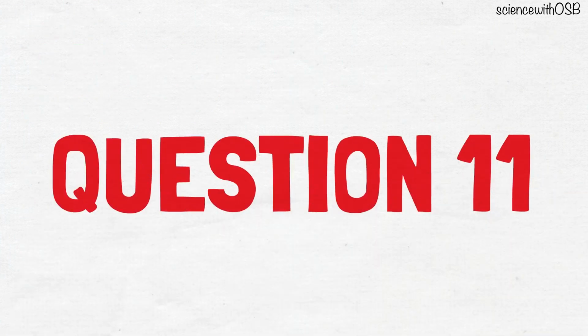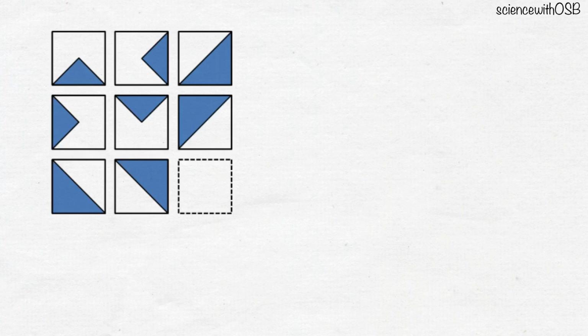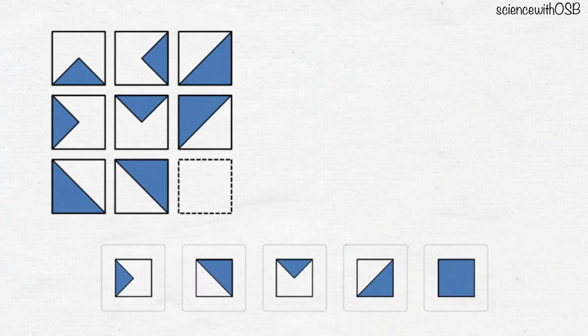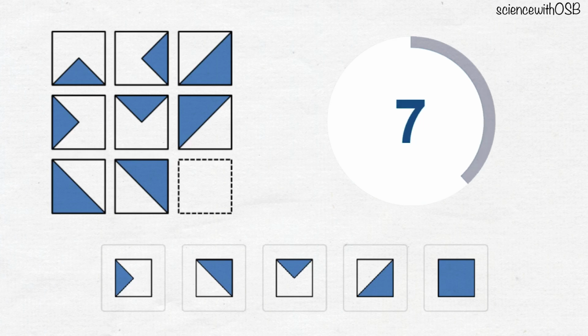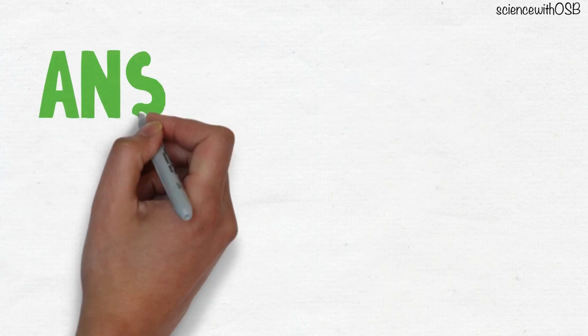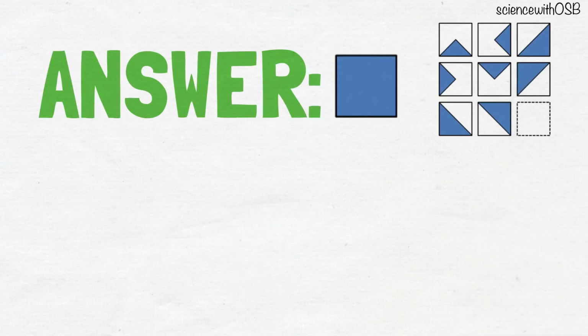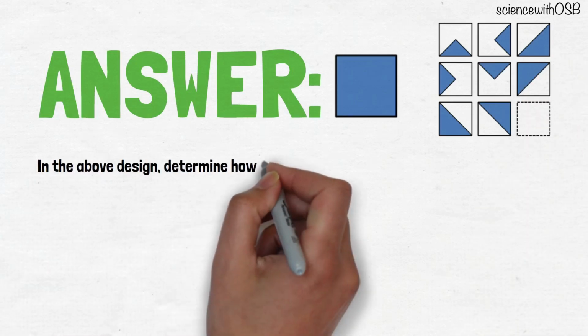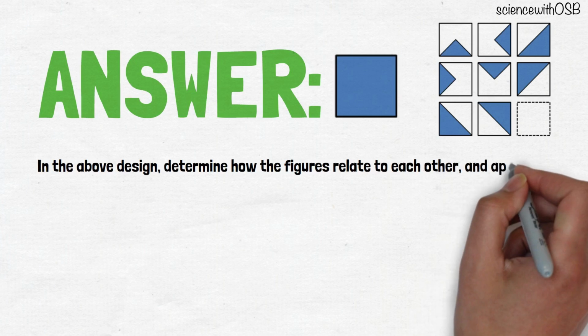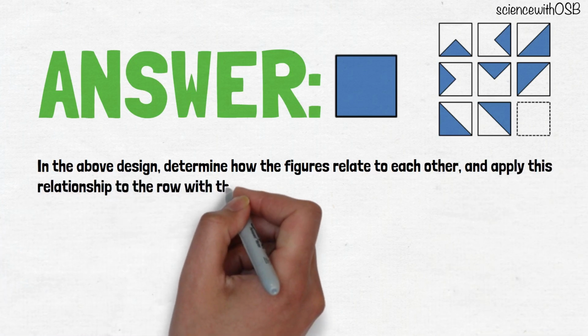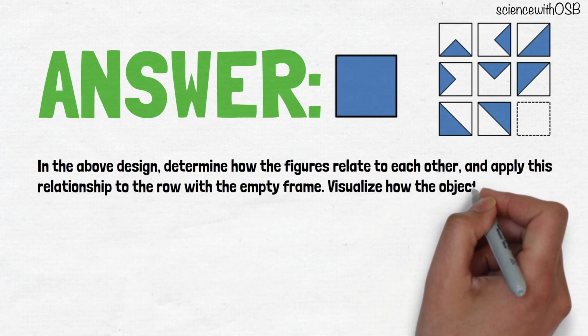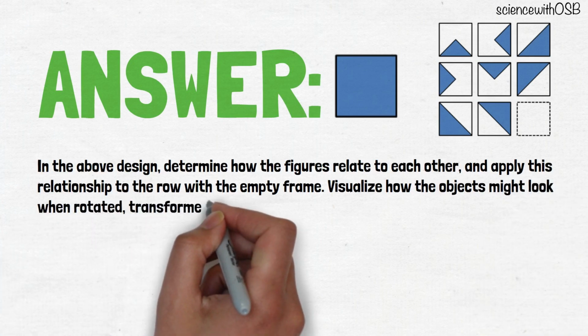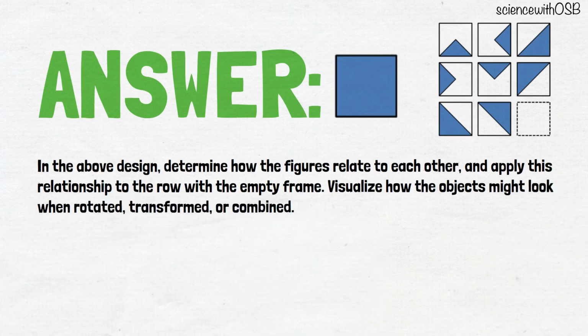Question number 11. Observe the matrix closely. Here, the correct answer is 5. In the above design, determine how the figures relate to each other and apply this relationship to the row with the empty frame. Visualize how the objects might look when rotated, transformed, or combined.